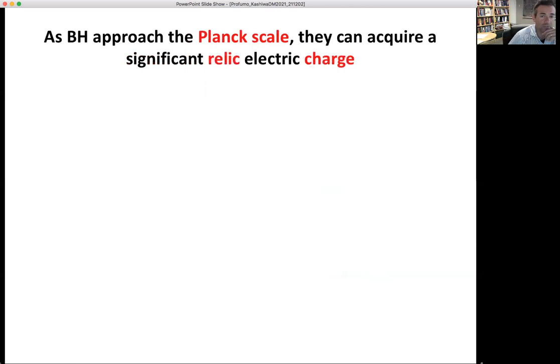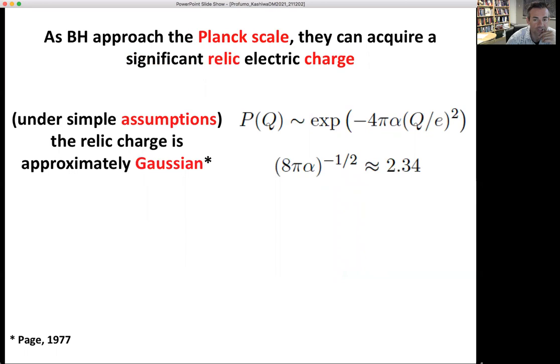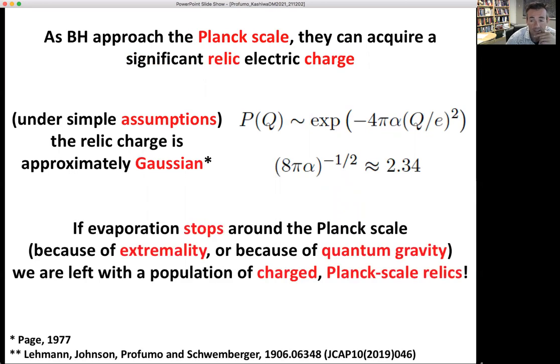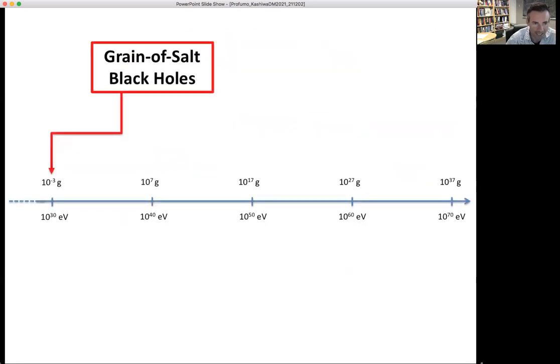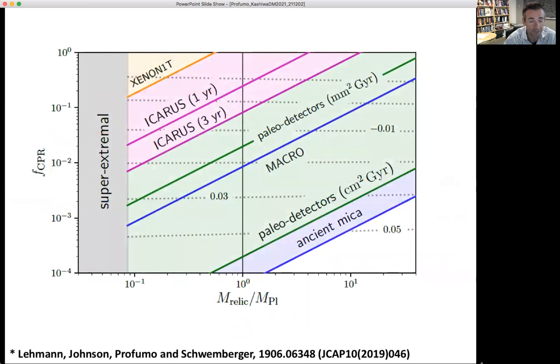As the black holes approach the Planck scale, they generically acquire a relic electric charge, something that was recognized long ago. This can also stop evaporation because of extremality, due to the fact that the metric of the black hole changes when the black hole gets charged. And so this leads me to the last topic I want to discuss with you today, which is grain of salt black holes that weigh about 10 to the negative 3 grams.